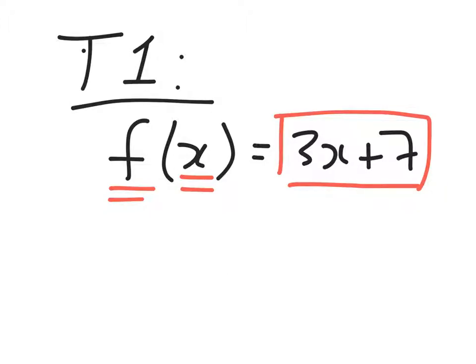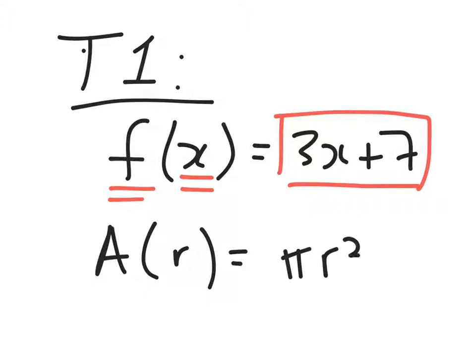If you look there in the example, there's a couple of examples of other ones. One of the important ones is A of r equals pi r squared. In this case, the function is A, which is the area function. Your input is r, which is radius. Your process is pi r squared.